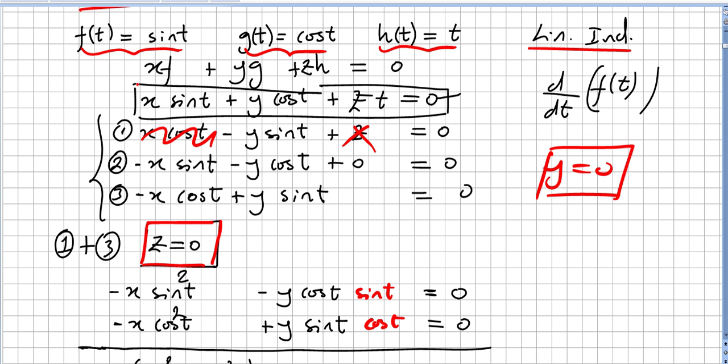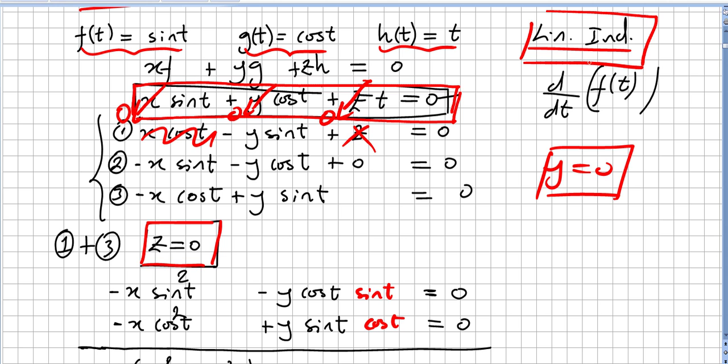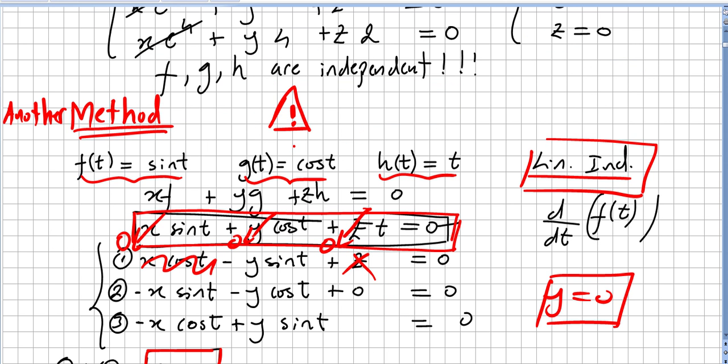So the only way for this equation here to be 0 is if x is 0, y is 0, and z is 0. So the functions, as we have seen in the previous method, are linearly independent. So I warned you about this method, okay?